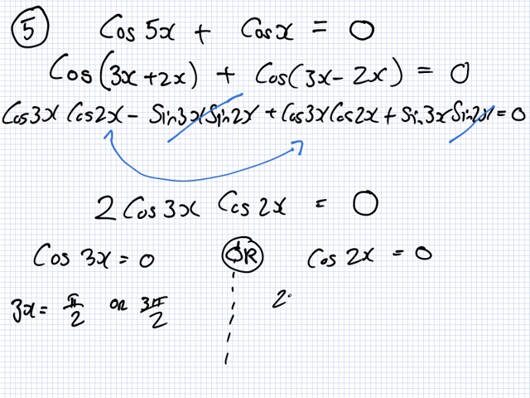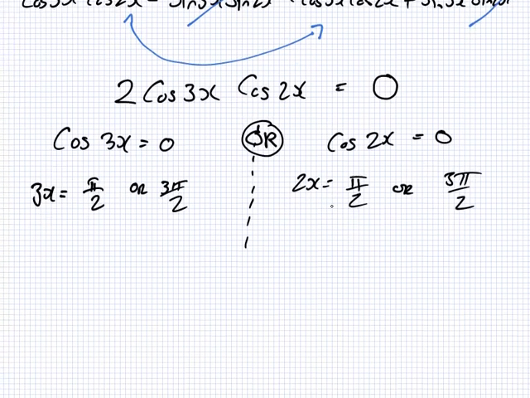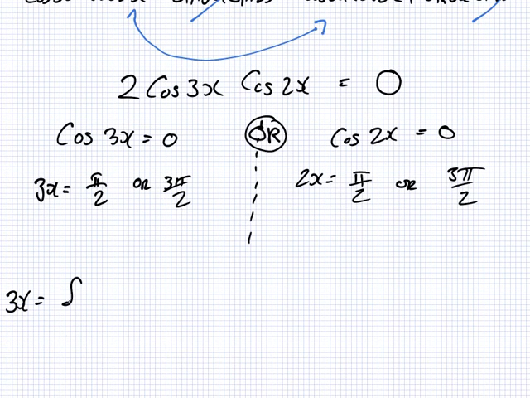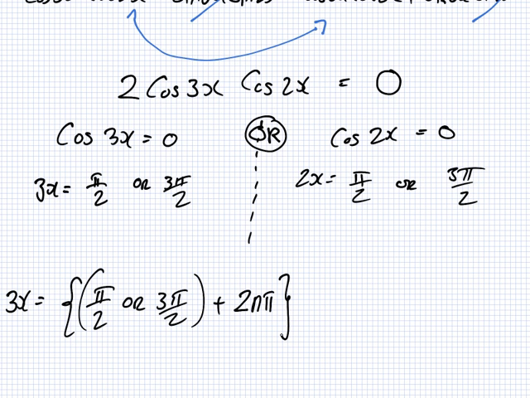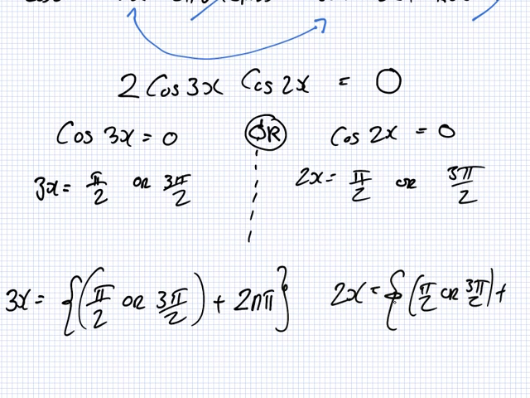And here we get 2x equals pi over 2, or 3 pi over 2. Now, how do we make the extra answers for cos? Well, we just have to add pi over 2 or 3 pi over 2, add 2n pi. But then, of course, don't forget, we have this one here. 2x equals pi over 2 or 3 pi over 2 plus 2n pi as well.